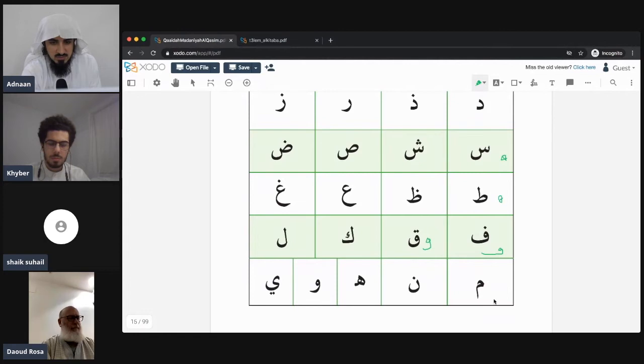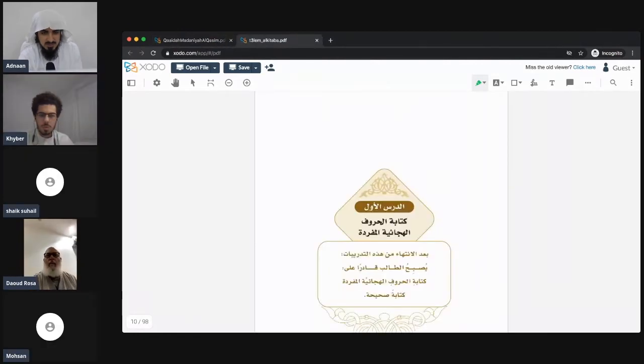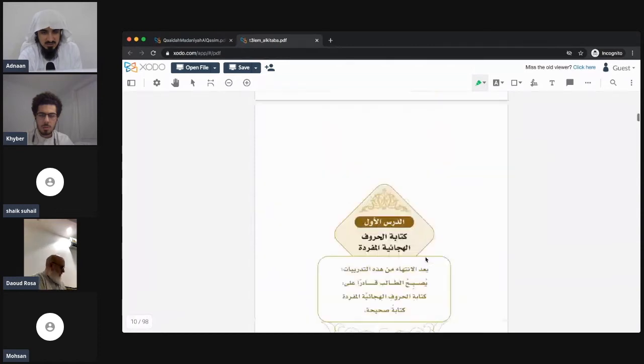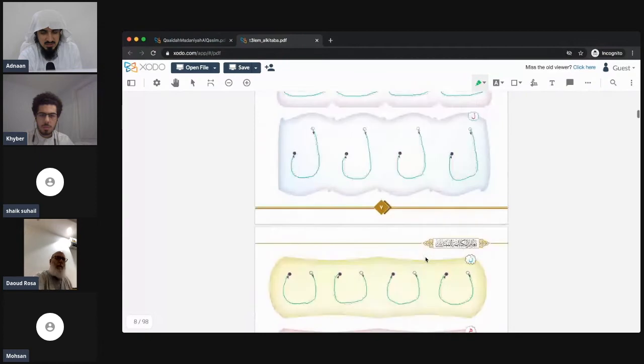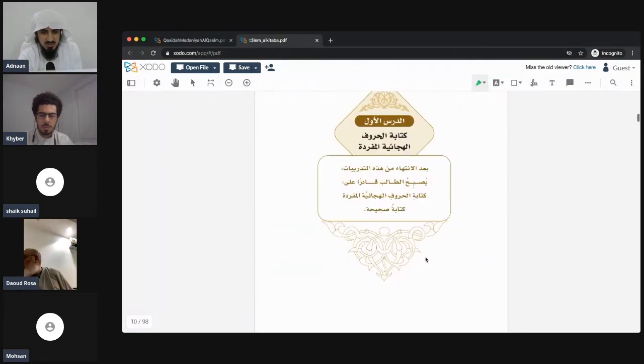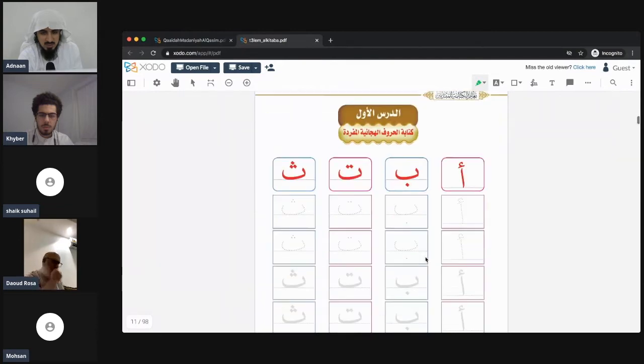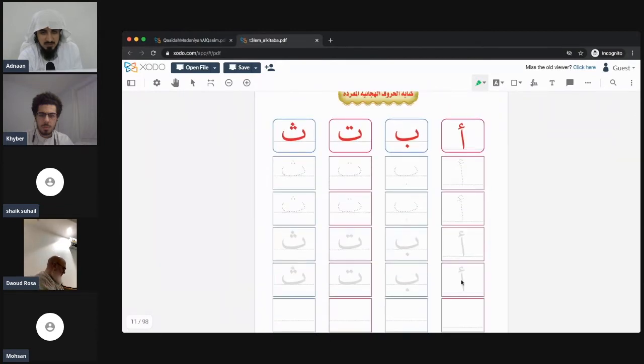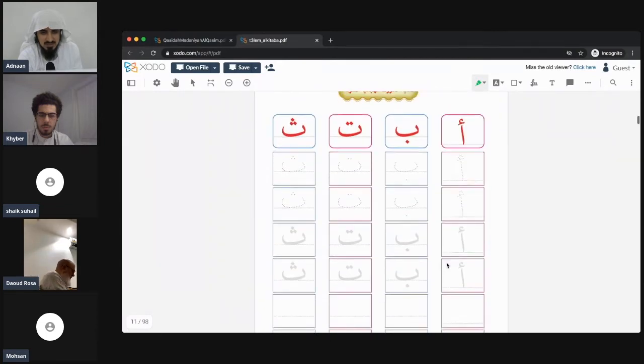Yesterday we had started the writing. So basically we were taking the shapes, and we said there's three main shapes, and we went over these, and you guys have written them out with me. And mashallah, I had seen all your writing just before we came on. Mashallah, well done. Now we'll be moving on to the actual letters.